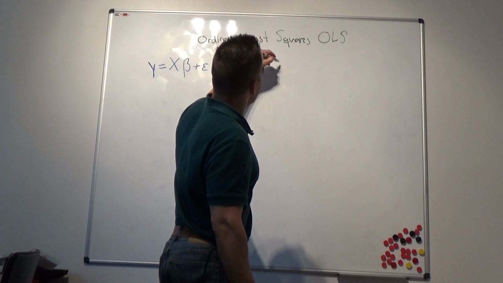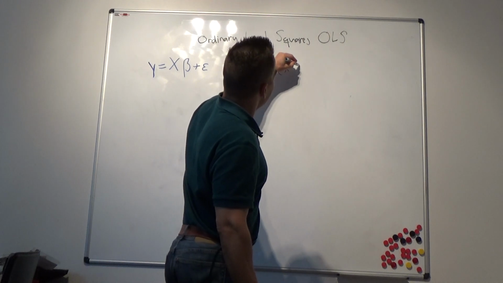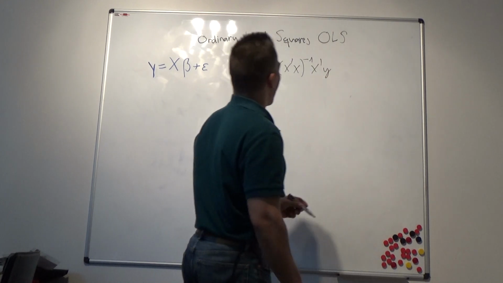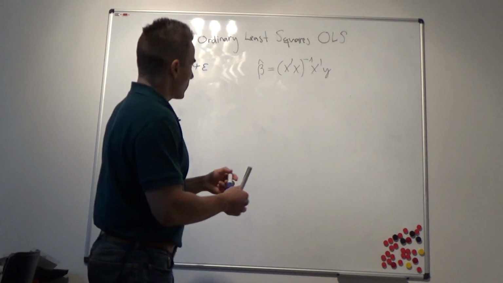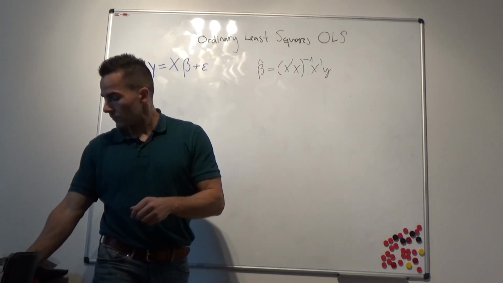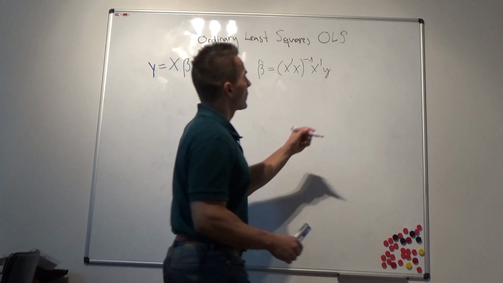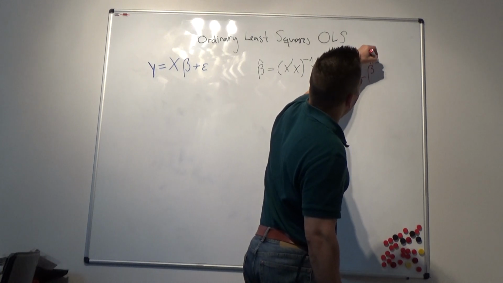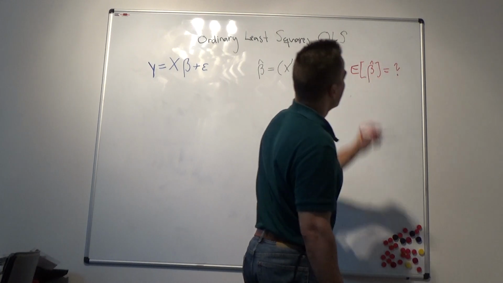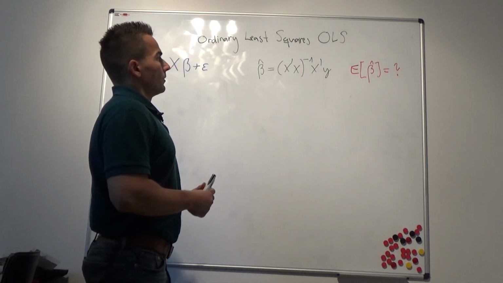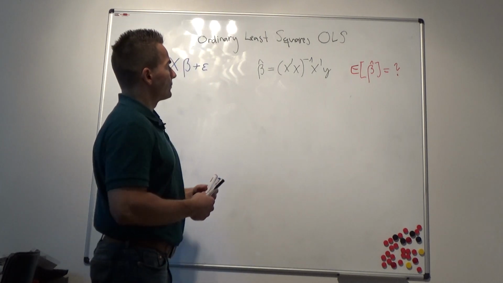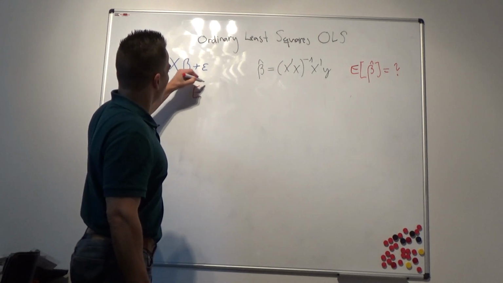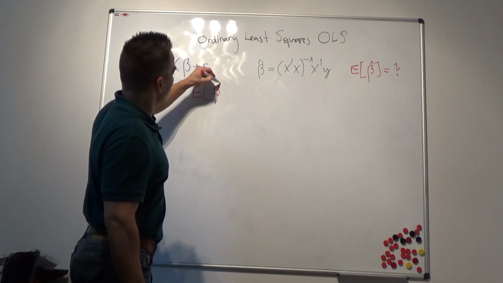Beta hat is given by x transposed x inverted times x transposed y. So the question is now, what is the expectation of our point estimator? So how can we show that? So what's the expectation of our point estimator?